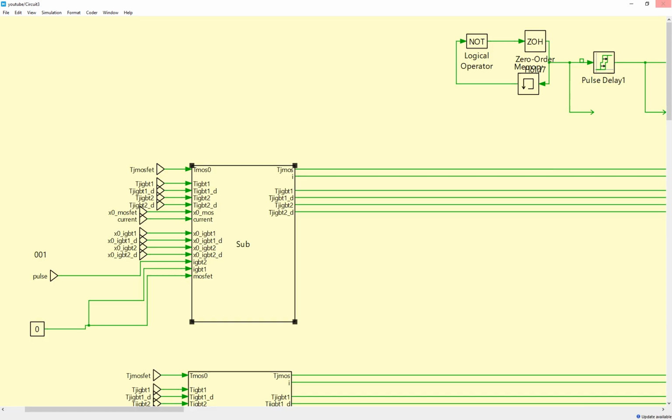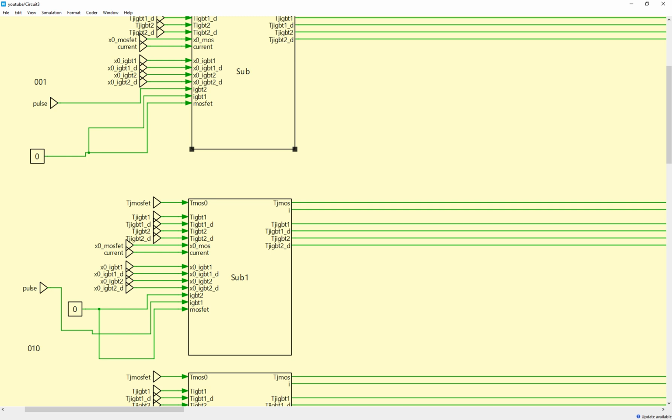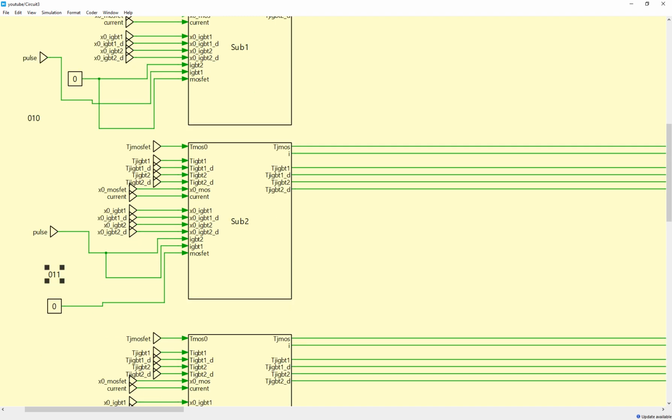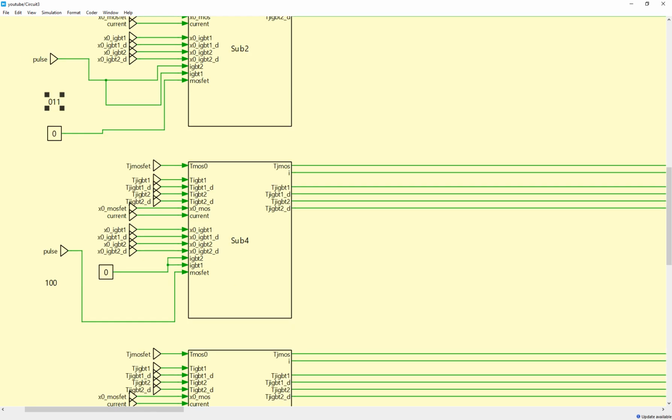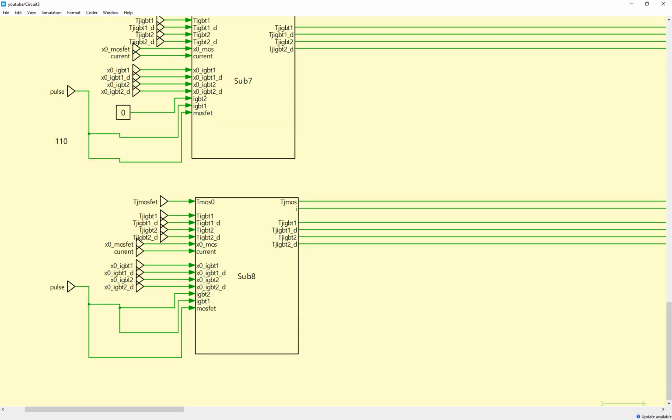I'm simulating in parallel many states, like 001, 010, 011. For example, 100 means that only the MOSFET is activated, but obviously, as I said, only for 50% of the switching period. You can also play with the duty cycle, but I just kept it constant at 50%. And the last state is 111, which means all of the devices, the two IGBTs and also the MOSFET, are activating and deactivating at the same time, a hybrid situation.